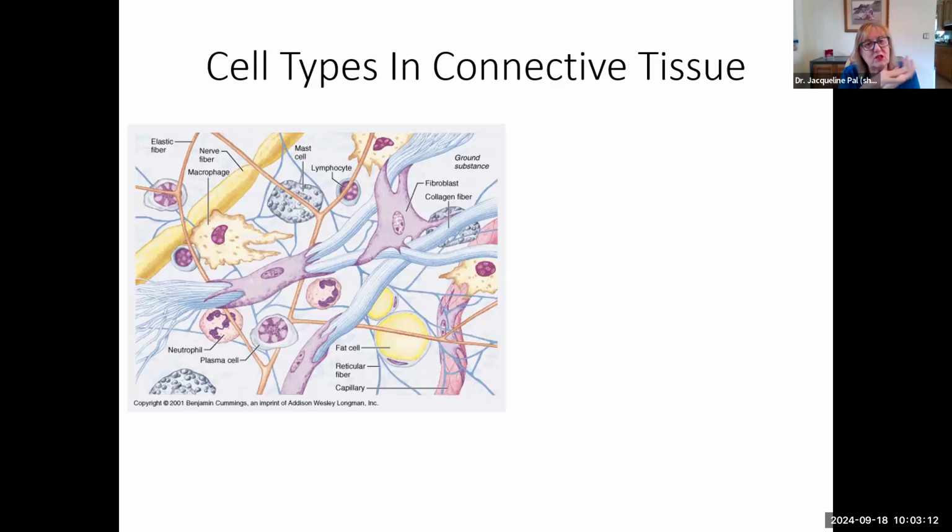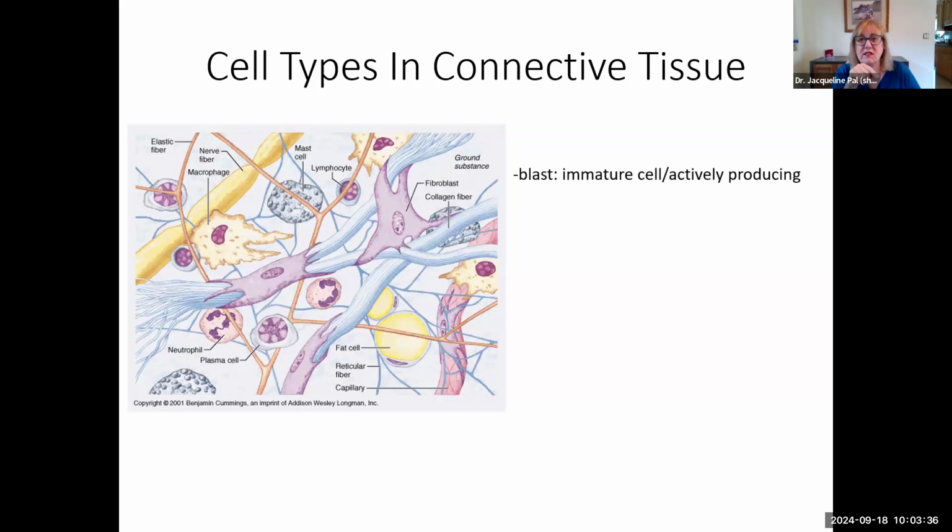Because when you look at this picture, you're going, oh my goodness, I don't know any of these cells. Look at all of those names. Do we have to memorize all of those names? I'm going to go, nope, nope, we're not memorizing all of those names right now. I'm going to introduce you to a couple of them, and the rest of them, when we get to them, we will learn about them.